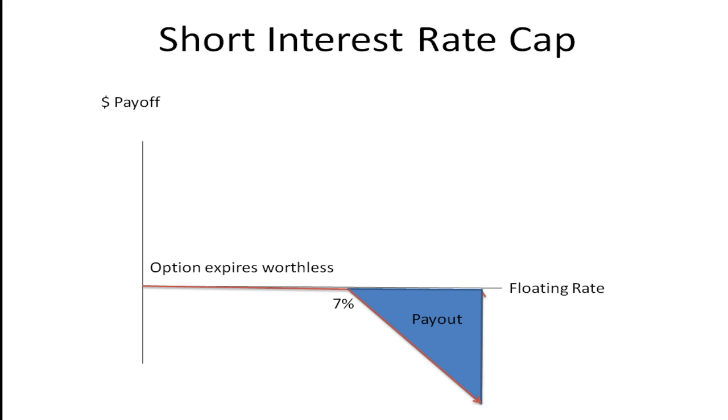Now, of course, if there's a firm that's engaged in the long interest rate cap, then there has to be someone on the other side of the transaction, and the short interest rate cap looks like a short position in a call option. If the interest rate is below the exercise price of 7%, the option expires worthless, and if the interest rate goes above 7%, then the writer of the interest rate cap is going to have to pay out an amount of money.